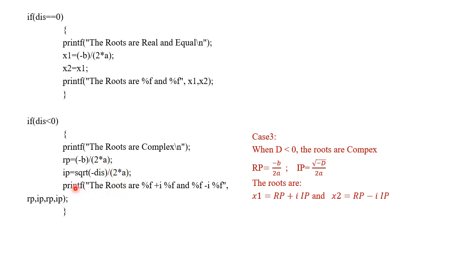Printf the roots are percentage f plus I percentage f. So real part will be printed here. So the roots are, first one is real part plus imaginary, I into imaginary part. And another print will be real part minus I times imaginary part. It will be printed.